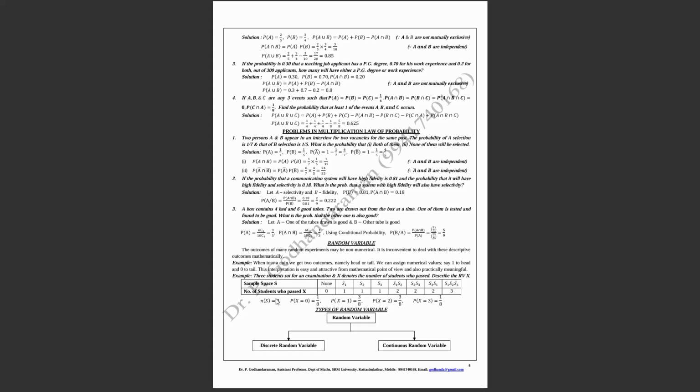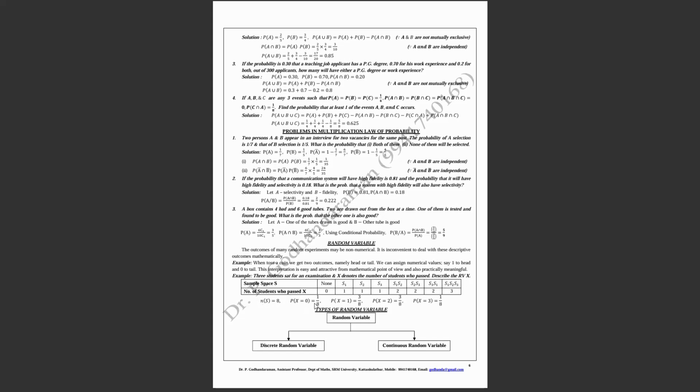Now, probability. First of all, the probability formula: P of A is equal to N of A by N of S. N of S is the total number of possible outcomes. So there are three students, so the number of possibilities is 1, 2, 3, 4, 5, 6, 7, 8. So this is the total number of possible outcomes.